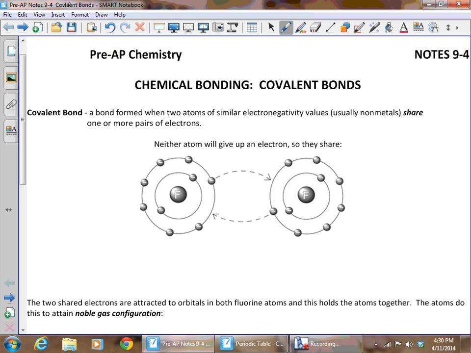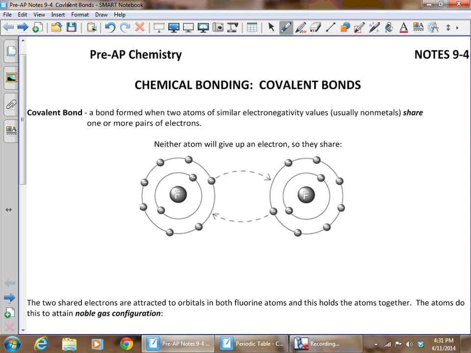Today we're going to talk about covalent bonds. Covalent bonding is a third type of bonding between two atoms. We've already talked about metallic bonding. We've talked about ionic bonding. Ionic bonding was a transfer of electrons between elements that were very different in electronegativity values, so that one atom really wanted to gain electrons and another atom wanted to lose electrons, and therefore they just simply transferred those electrons.